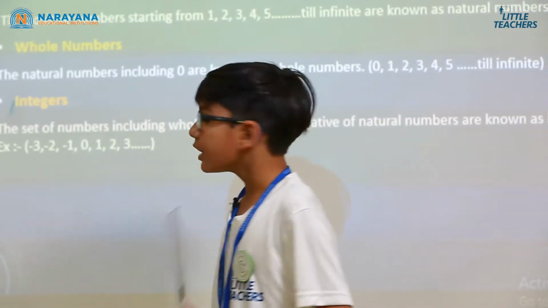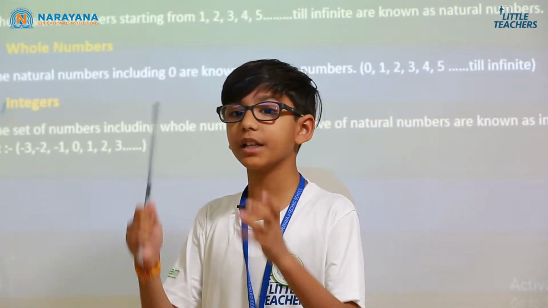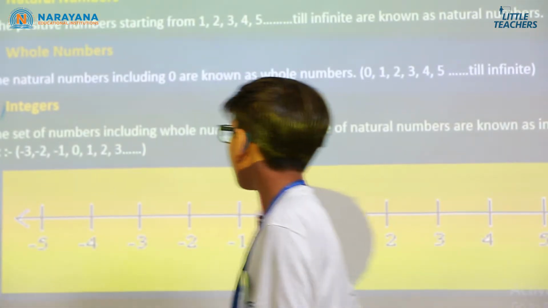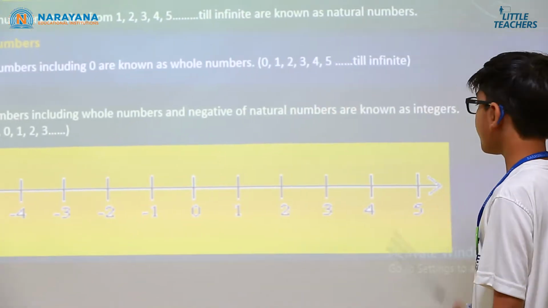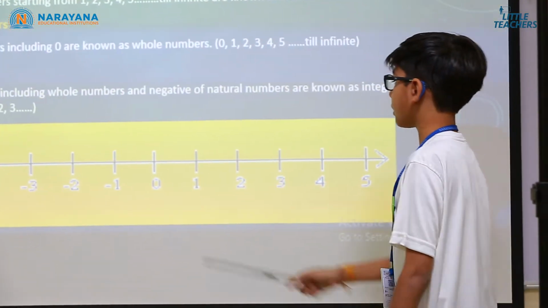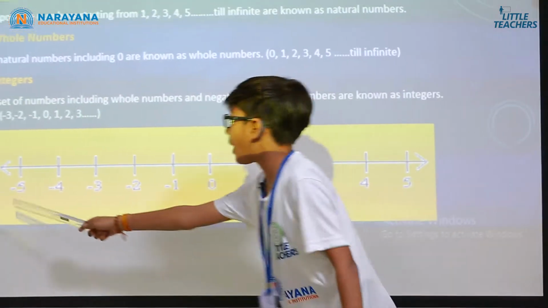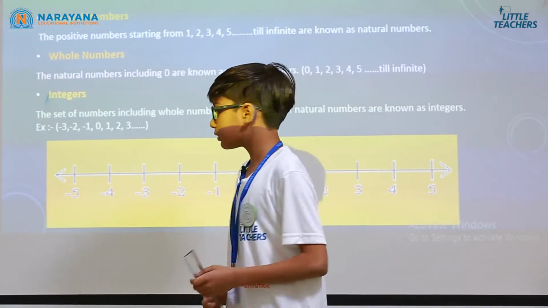Now, what if we include the negatives of natural numbers in these whole numbers? We will get integers. Integers are -3, -2, -1, 0, 1, 2, 3. Now I am going to show you a number line. In this, starting from 1 and going till 5, these are all natural numbers. And if we include 0 in these, we get whole numbers. And now if we include the negatives and go till here, we get the integers.